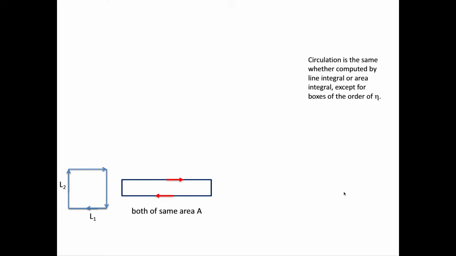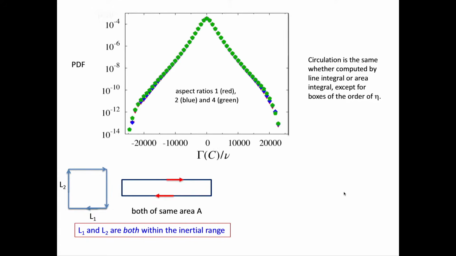The question we will ask is, if they're both of the same area, what happens to the circulation? You might have some guesses on this. Will it be different or will it be the same? As long as L1 and L2 are both in the inertial range, we will explore what the properties are. You may be surprised that, in fact, you take rectangles, aspect ratio 1 is a square, which is the red here, and then a rectangle with aspect ratio 2 there, and then a 4, which is a flat one like that.